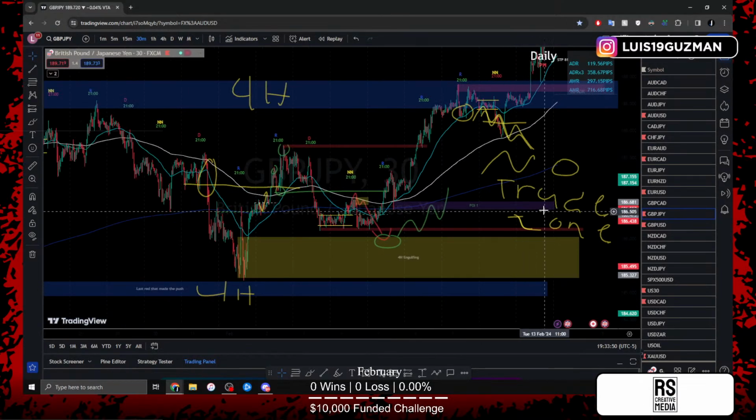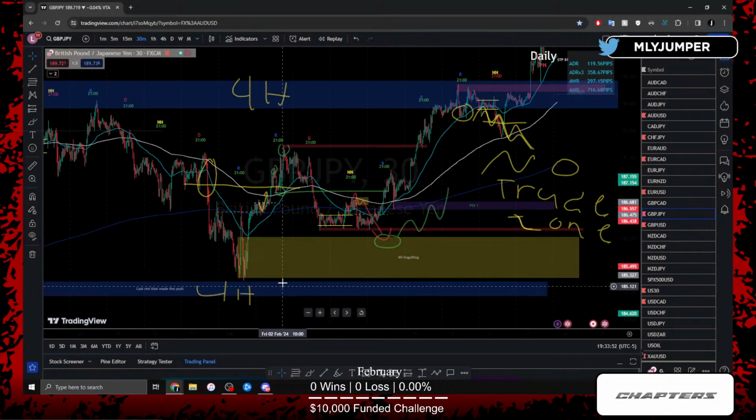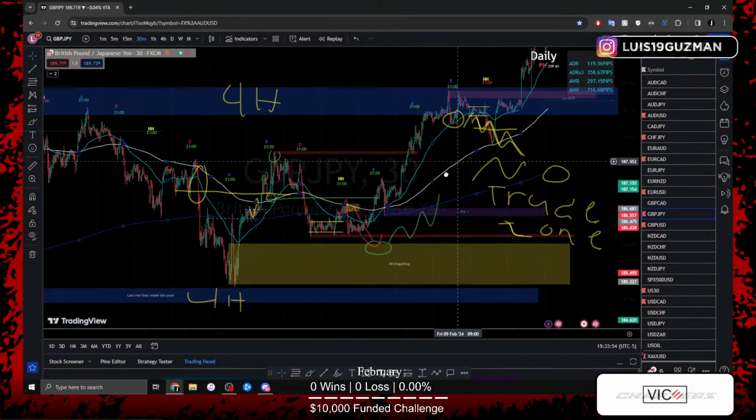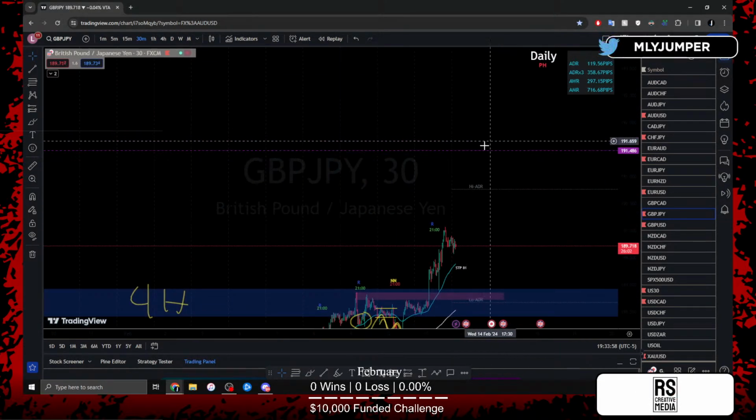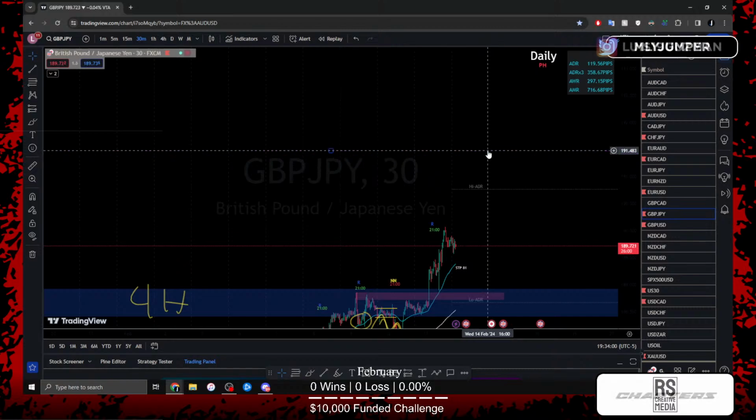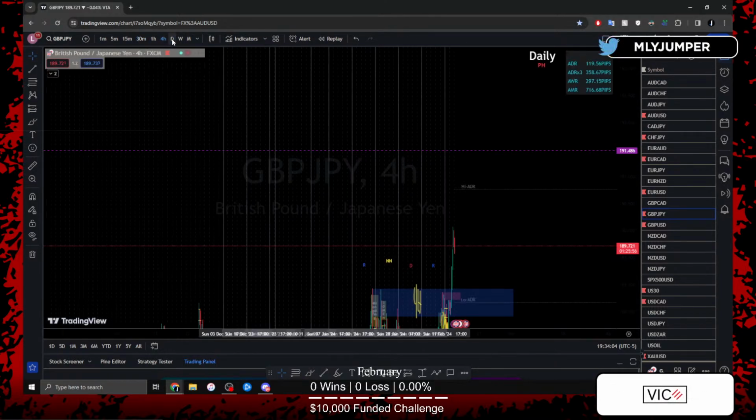Why was it the no trade zone? Because we were in the middle of the 4-hour high and the 4-hour low. Now that we broke above our 4-hour high, we know that our next target zone is going to be this gap at 191,486. So when they move, we move.